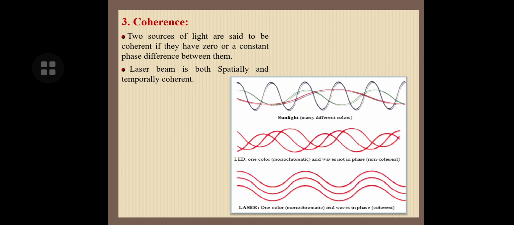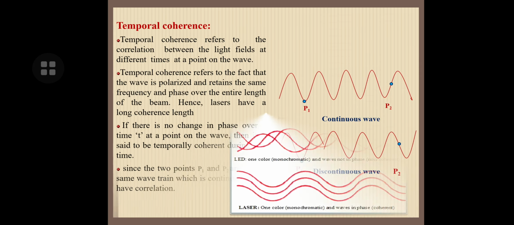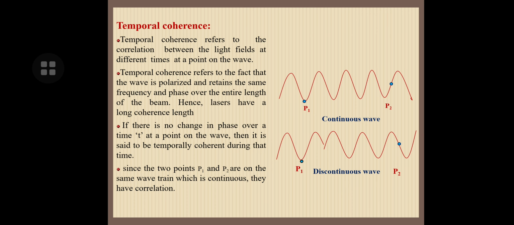But you can observe the laser beam. The laser beam is coherent. The coherence is both spatial and temporal. The temporal coherence refers to the correlation between the light fields at different times at a point on the wave.